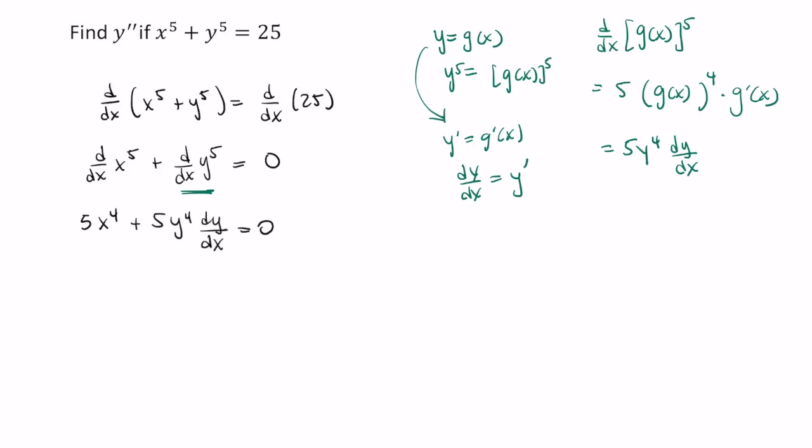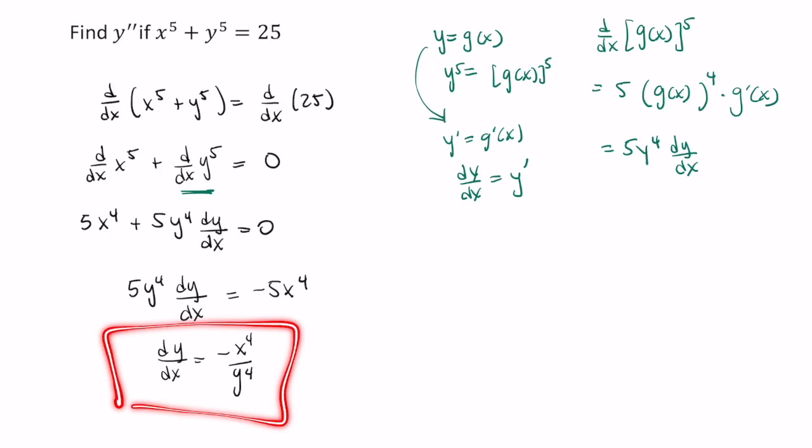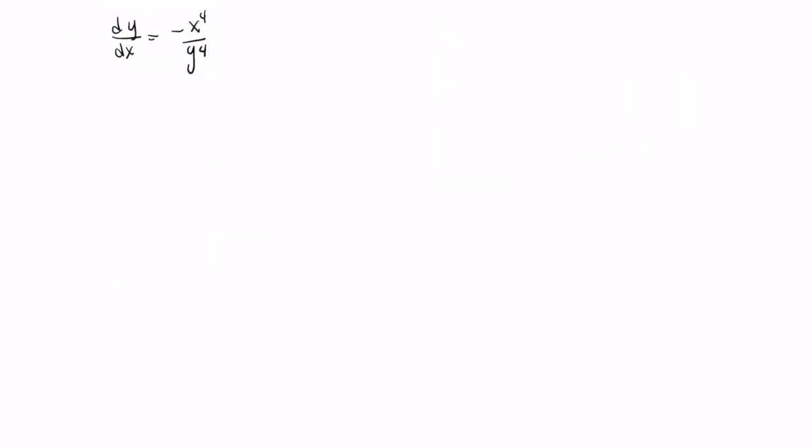So now let's go ahead and subtract 5x to the fourth from both sides, and then divide both sides by 5y to the fourth. So the first derivative here is negative x to the fourth divided by y to the fourth. Okay, so now let's use this to find the second derivative. Alright, so here is our first derivative.